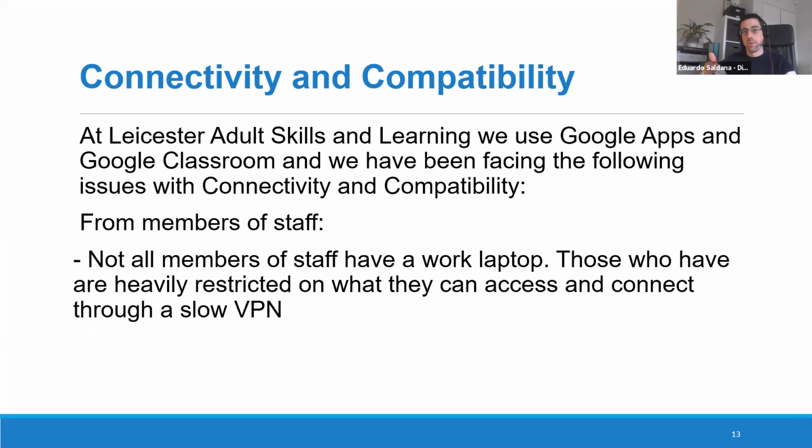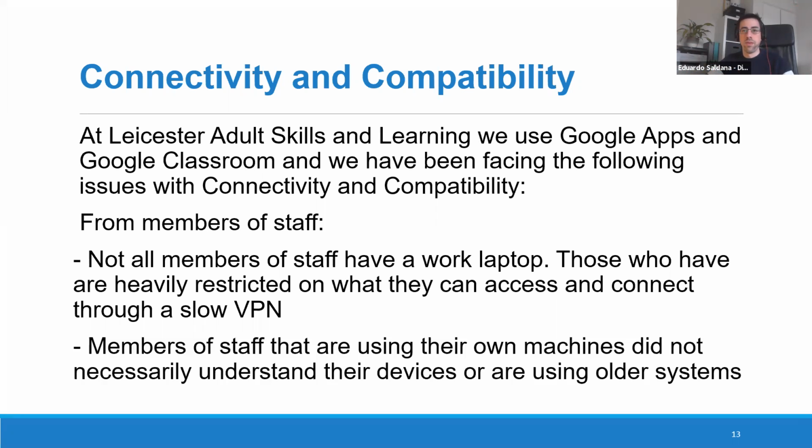And those who have been provided with a work laptop are heavily restricted on what they can access and also connect through a very slow VPN. It's a council-wide VPN, and since everyone started working from home, sometimes it's an absolute nightmare to get a call to work at a reasonable speed. Members of staff that are using their own machines did not necessarily understand the devices or are using all the systems. As mentioned before, there were cases of really outdated Mac devices or iOS systems or Windows systems or even Linux distributions that are not current anymore and are not supported, and all the issues that this created for those members of staff.